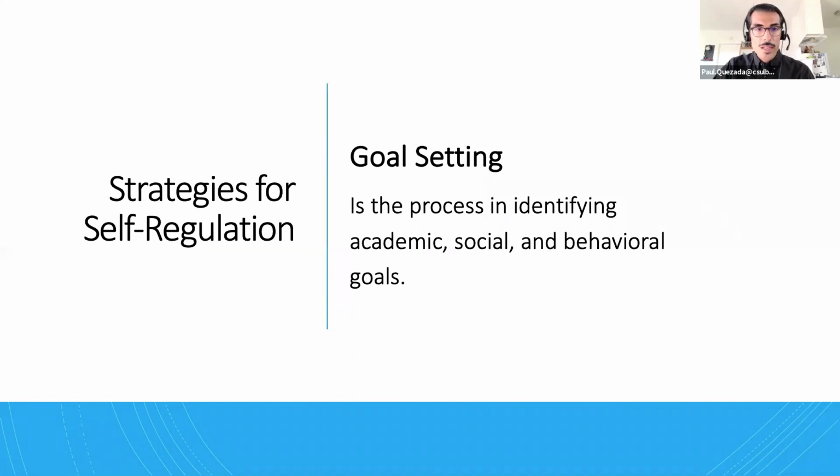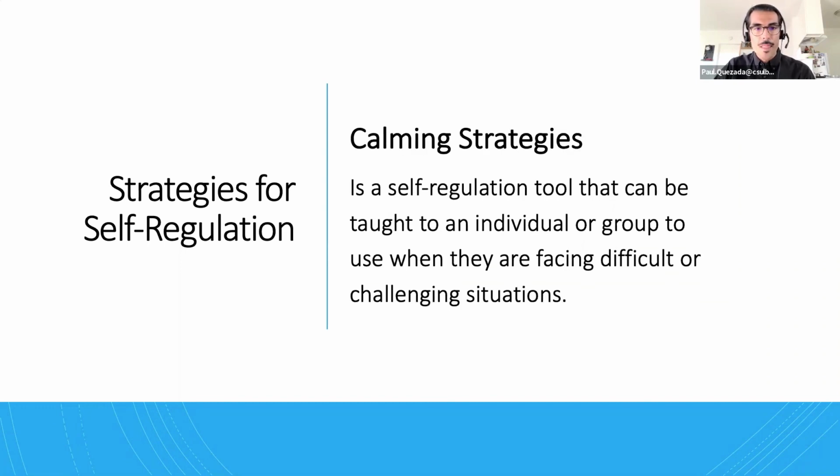This is goal setting, which is the process of identifying academic, social, and behavioral goals, and this allows for determining the necessary steps to achieve the goal and creating a realistic time frame to meet them. There's also calming strategies. This is a self-regulation tool that can be taught to an individual or group when they're facing difficulty or challenging situations.